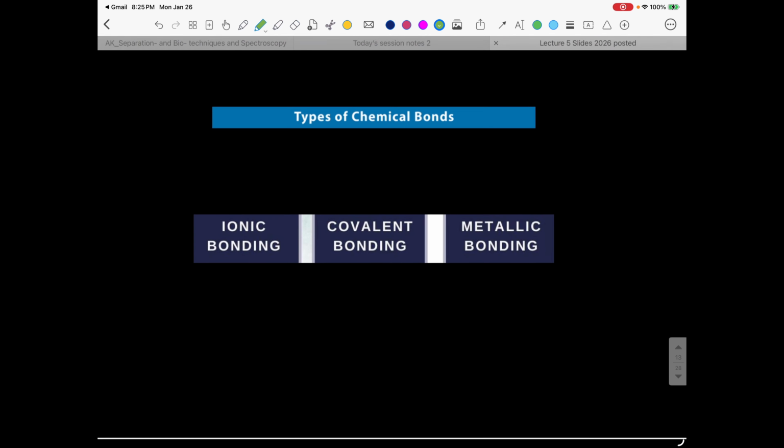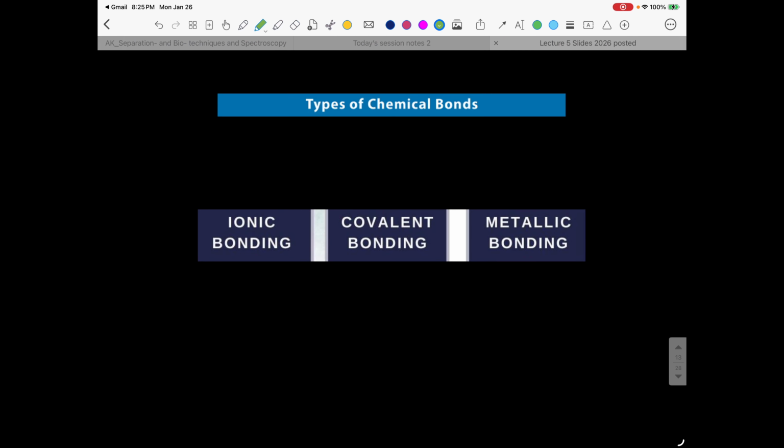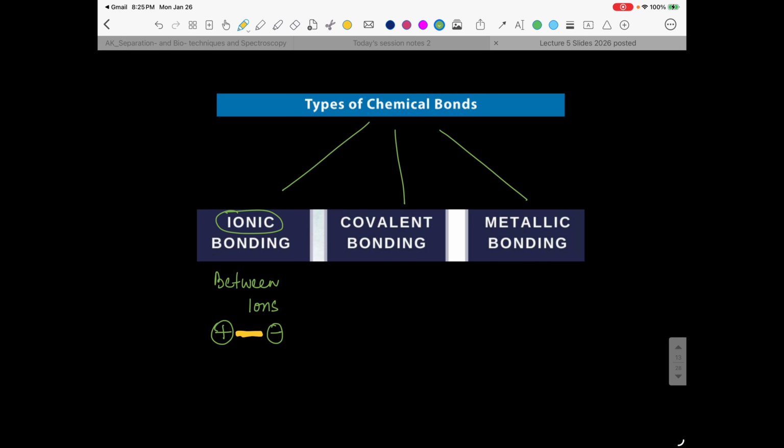Now the types of chemical bonds that we normally see can be categorized into three categories. One is called ionic bonding. As the name suggests, it is between ions. We have a positively charged ion and a negatively charged ion, and this is the bond that is formed here. This is going to be the ionic bond.